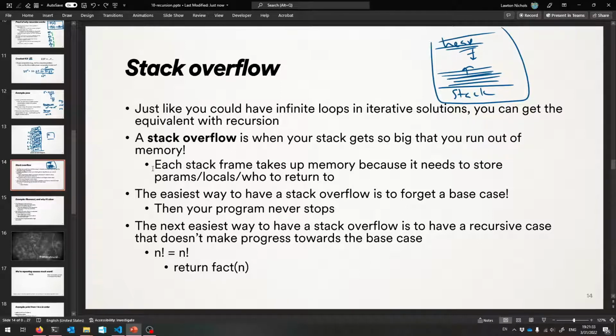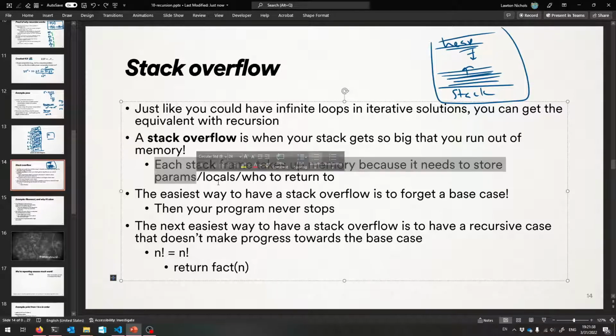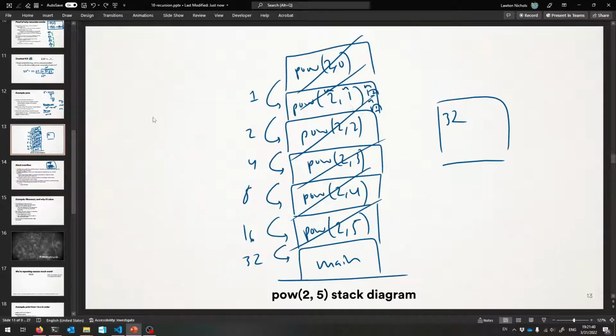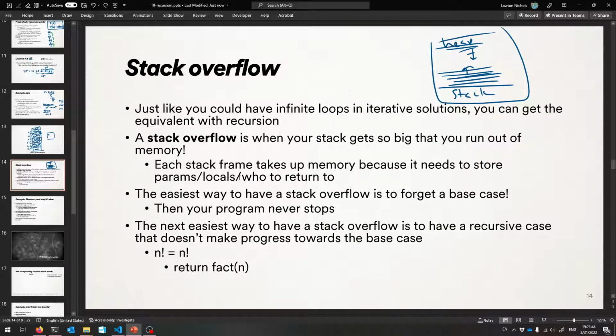Because remember that each stack frame, every time you call a function, it's got to take up memory because it needs to store all the parameters, all the local variables. They're all separate, right? All separate local variables for each function call. It also needs to remember who it's returning to. That all takes memory. Okay?